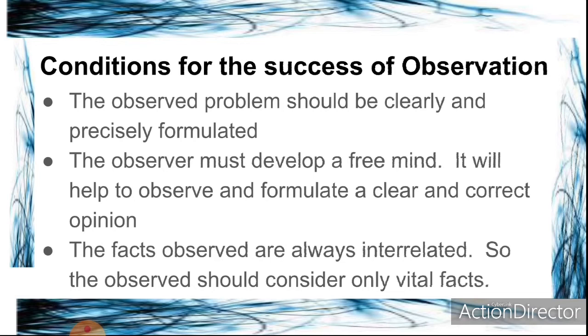Once again, the observed problem should be clearly and precisely formulated. It is the first condition. If the problem is not clearly and precisely formulated, the result is not correct. So, the observer should set the problem clearly and precisely. Now, the observer must develop a free mind. It will help the observer to observe and formulate a clear and correct opinion. And the last condition is the facts observed are always interrelated. So, the observer should consider only vital facts.